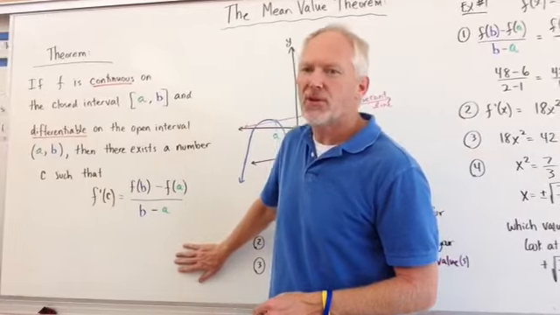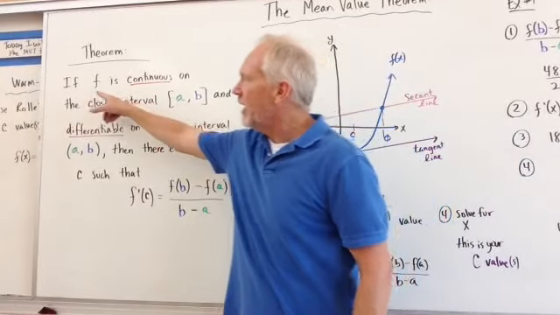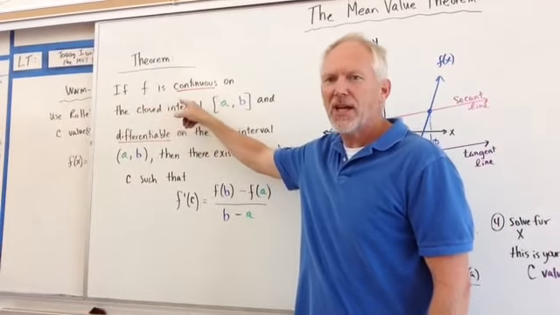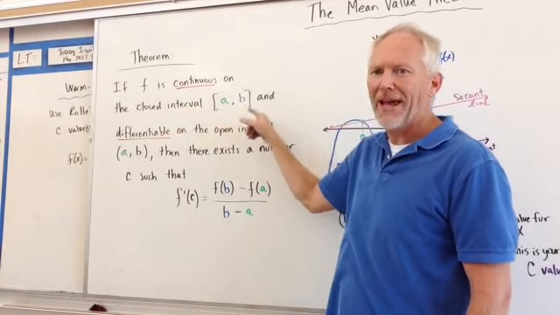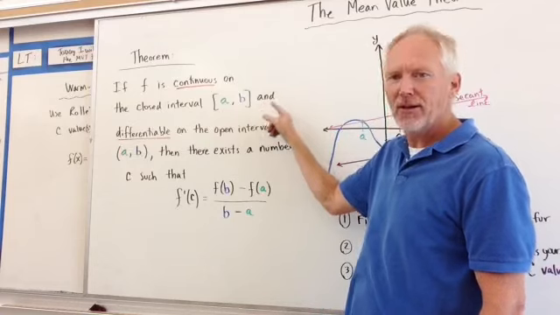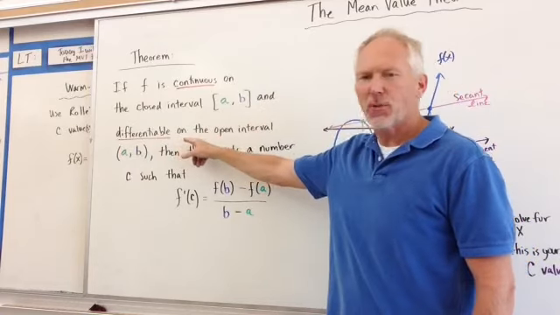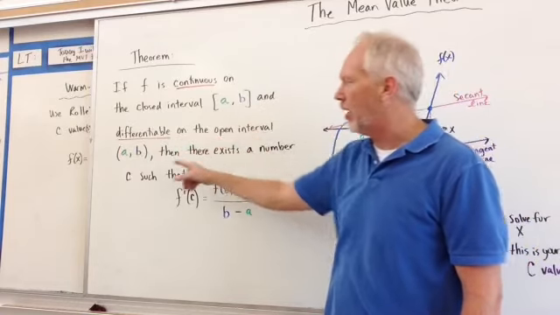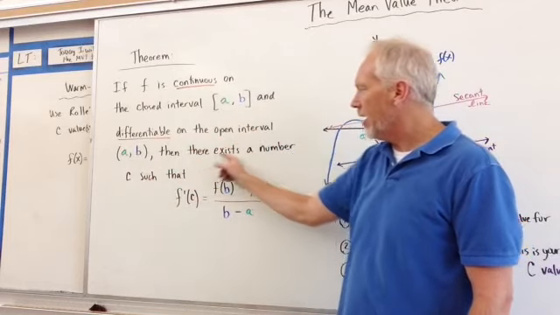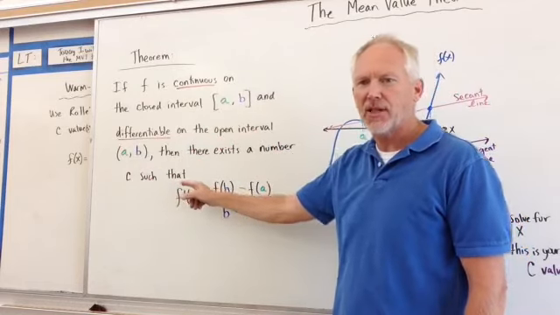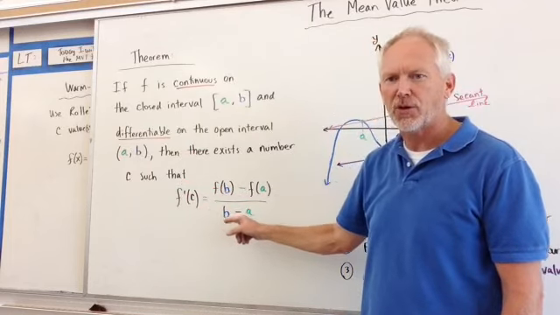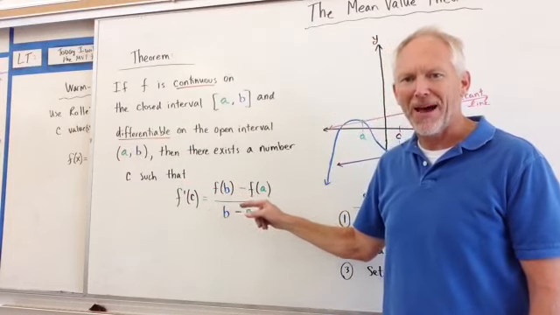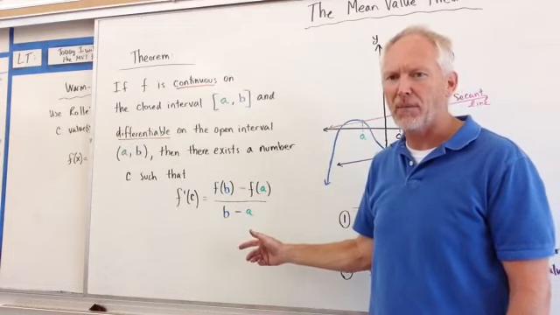So check it out. The theorem states if f is continuous on the closed interval of a to b and is differentiable on an open interval of a to b, then there exists a number c such that f prime of c is equal to f of b minus f of a all over b minus a.